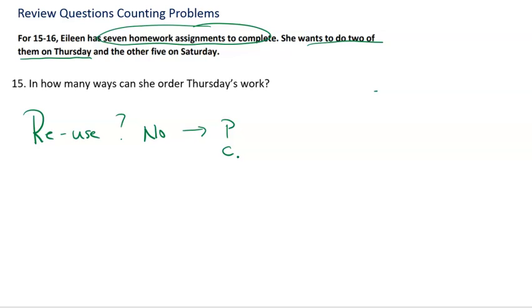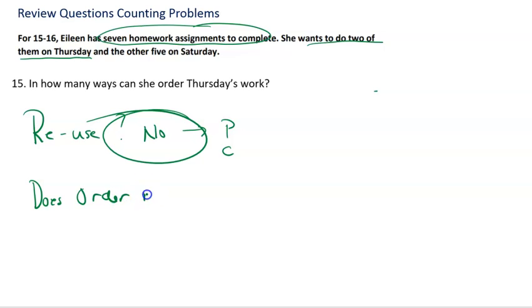Can we reuse our homework assignments? No. You can redo homework assignments, but when you're selecting 2 to do Thursday, when you pick the first one, you don't want to pick the first one again, right? So definitely no, we're not reusing the homework assignments when we're making our selections. Therefore, a permutation or a combination does apply in this case. The next question you should ask yourself then is, does order matter in selecting the homeworks?